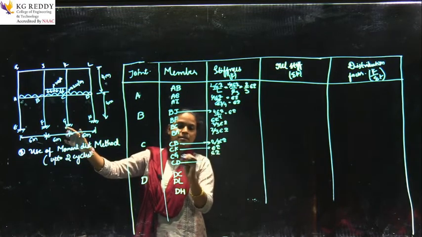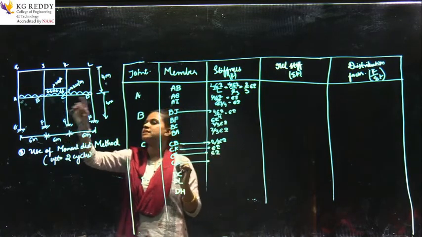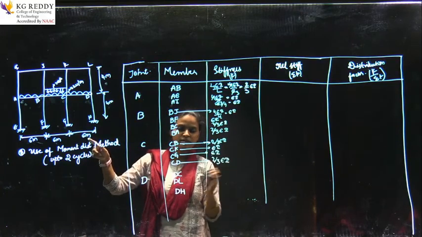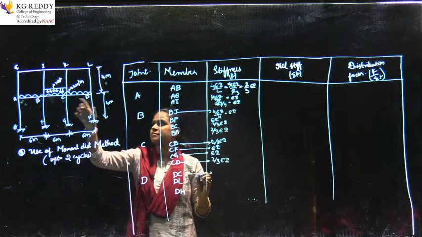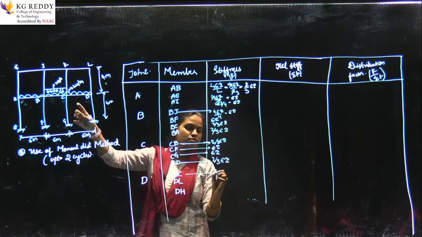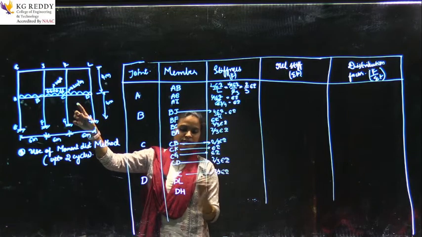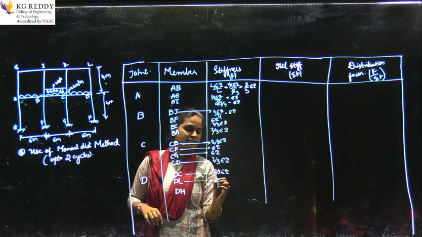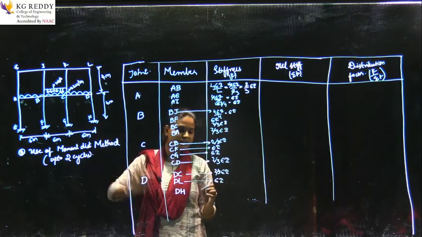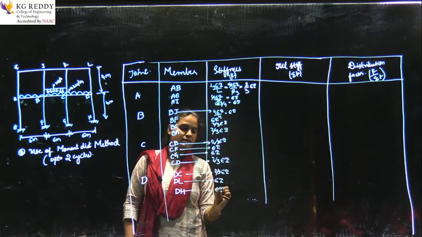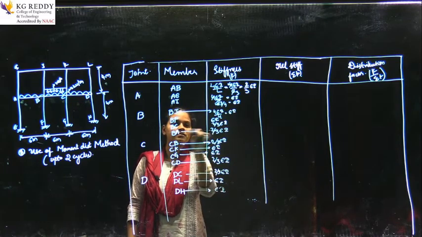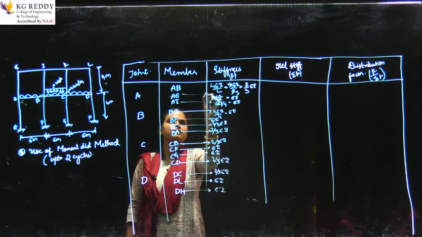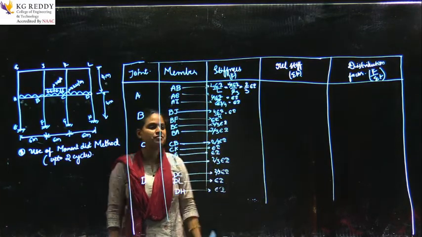Next for CD you have 6 meters length. So 2 by 3 EI. Okay. Next for DC, the length is 6 meters. So 2 by 3 EI. Next for DL, 4 meters. So it is EI. DH is again 4 meters. So you will have EI. So just remember the stiffness values of these frames, right. For each member you have different stiffness.